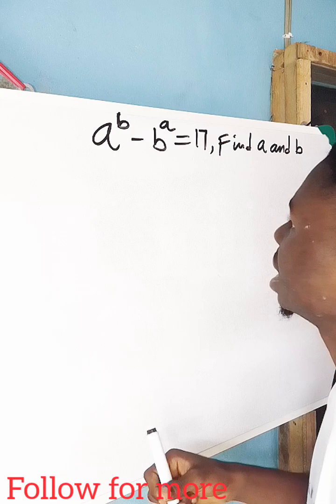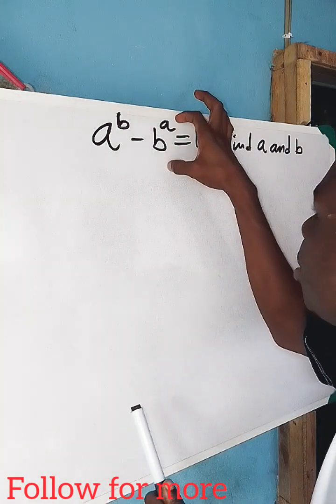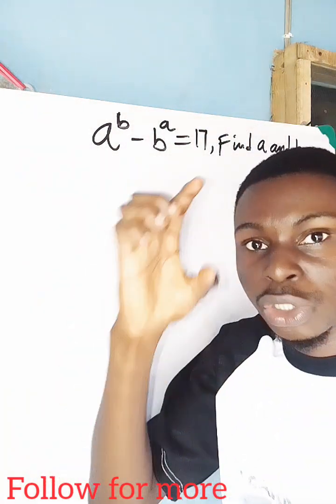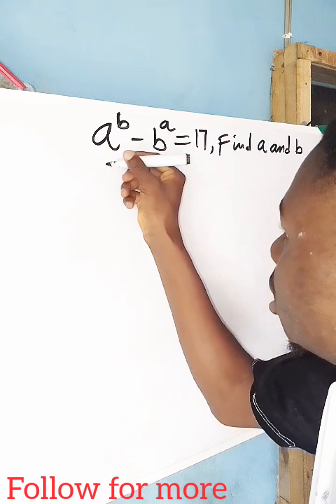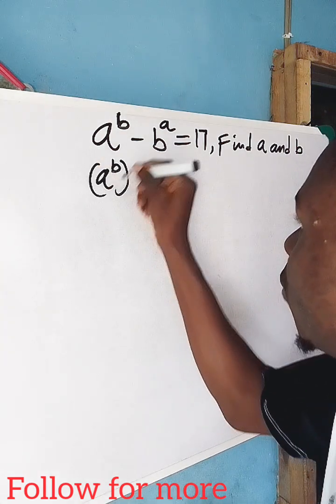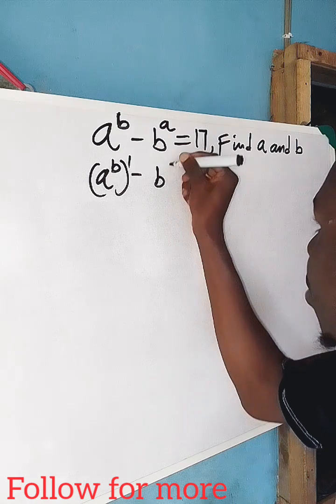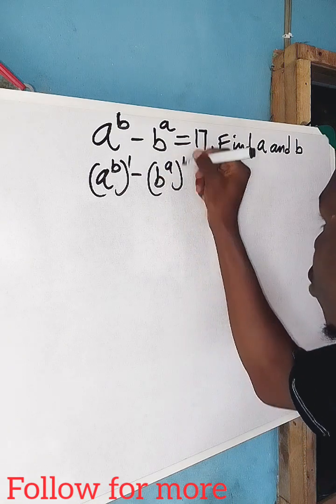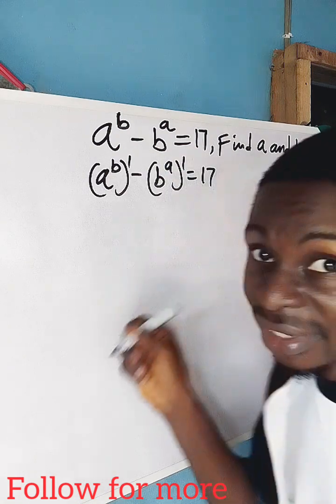So what we are going to do is that, now we all know that this carries a natural power of 1. So we can express this as what? a to the power of b, or a to the power of 1, minus b to the power of a, or b to the power of 1, is equal to 17, right?